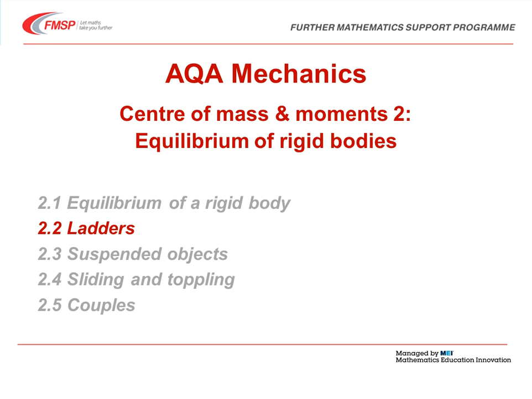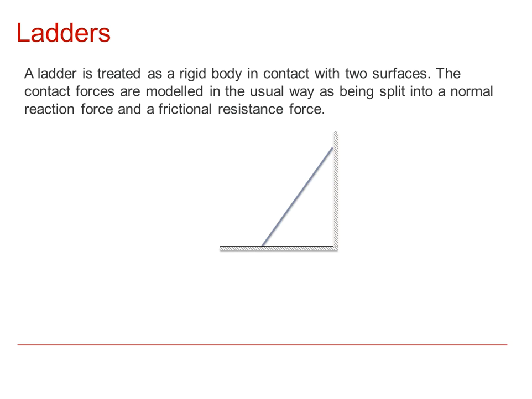This is a video for AQA Mechanics, Center of Mass and Moments, section 2.2, which looks at some problems involving ladders. Well, a ladder is simply a rigid body which would be in contact with two surfaces which are often at right angles to each other, for example a wall and the ground.